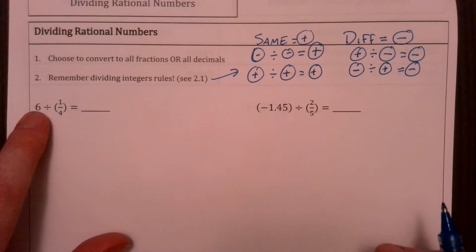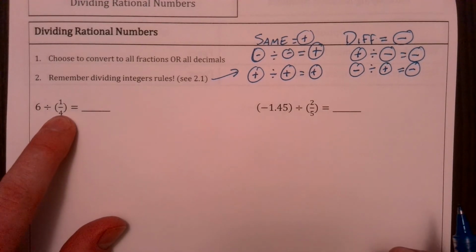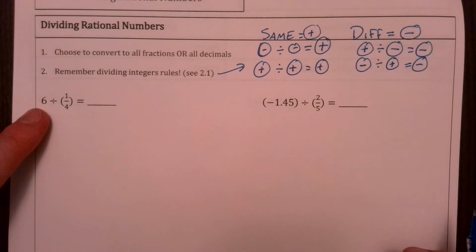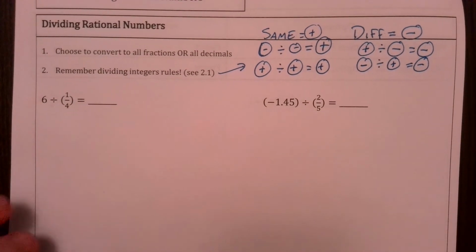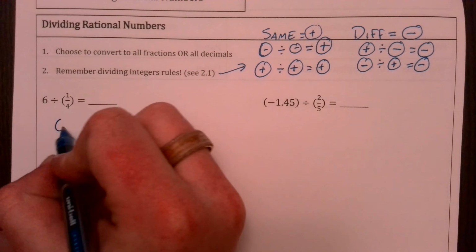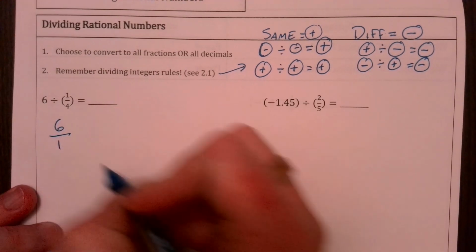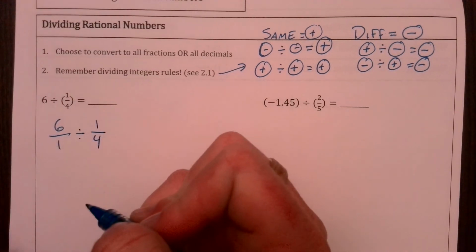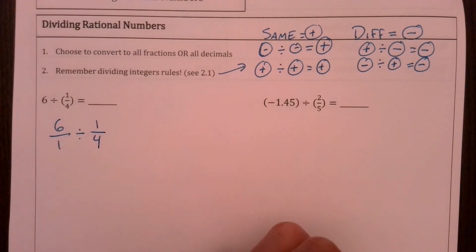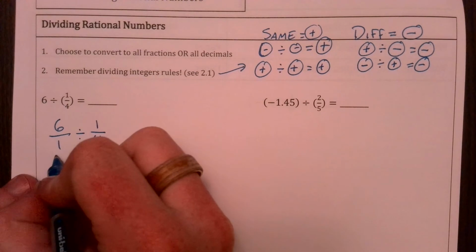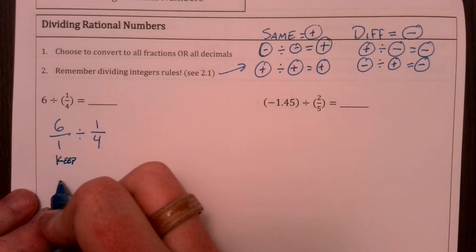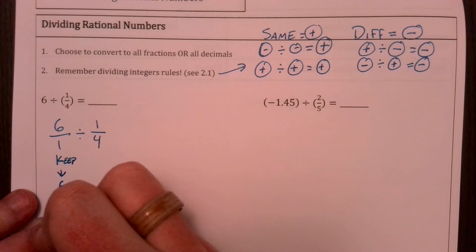All right, so here we have 6 divided by 1/4. 6 is a whole number, and it's easy to turn that into a fraction, so I'm going to turn these into fractions. To turn a whole number into a fraction, put a 1 under it. Now we have 6 over 1 divided by 1/4. When dividing fractions, we keep the first fraction the same. 6 over 1 is going to stay 6 over 1.